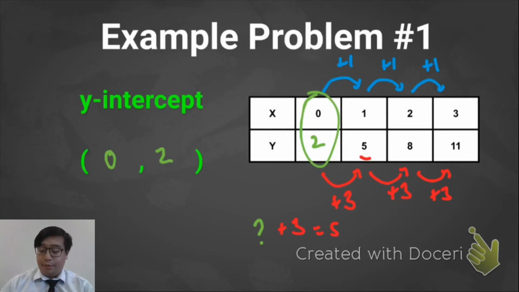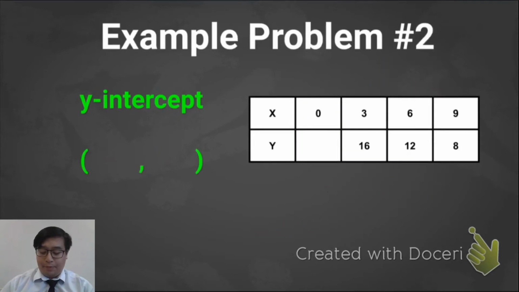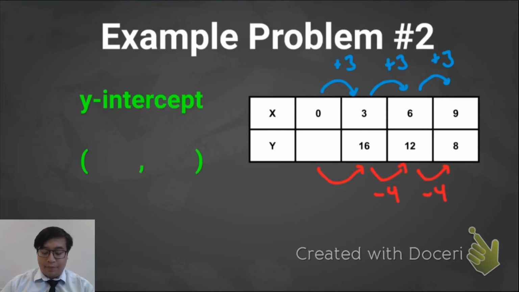All right, let's go over another example problem. So here, let's first find my change in x. From 0 to 3, the change in x is going to be plus 3. From 3 to 6 is also plus 3. And from 6 to 9 is also plus 3. Now let's find my change in y. So from 16 down to 12, I know that's going to be a change of minus 4. And from 12 to 8 is also going to be minus 4. So in order to keep the slope the same, I know it's going to be negative 4 over 3. This change also has to be negative 4 over 3.